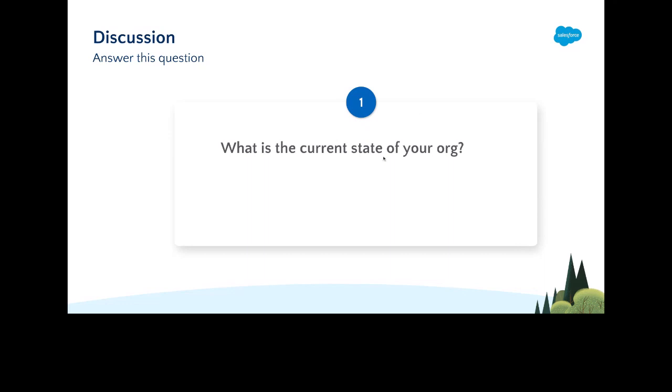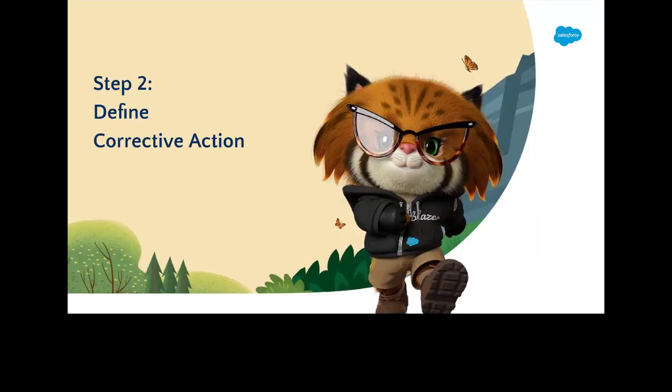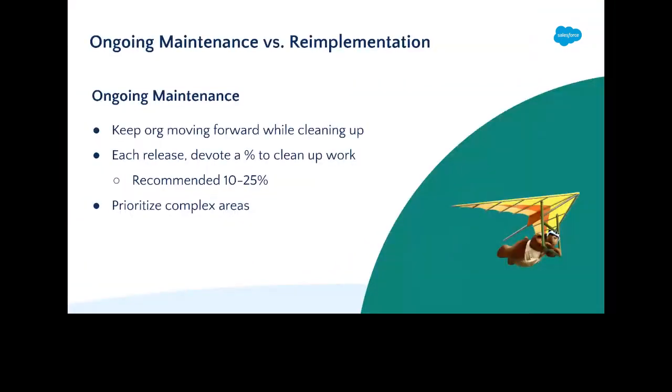All right, I'm moving ahead with this. So I think you all got the point. So with this, we are on our next step. Once you're done, you have access to all the tools that Salesforce provides you to assess your org. Now the next step is to define corrective actions, which comes under the category of maintenance and re-implementations.